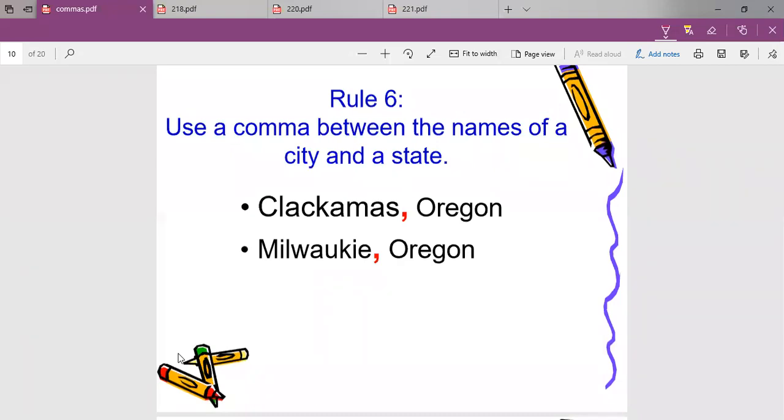Vidyan, can you please read it for us? Yes, please. Rule 6. Use a comma between the names of a city and a state. Excellent. So when I'm using the name of a city and the name of my state or my country, again, I have to put a comma between these two. Yes, Vidyan, read it.